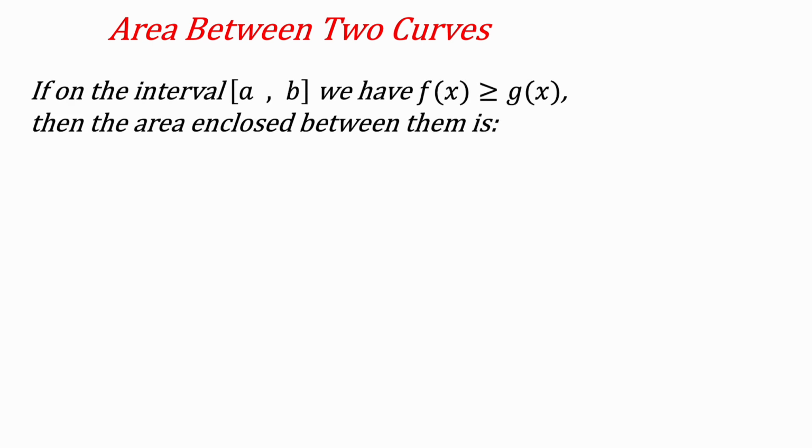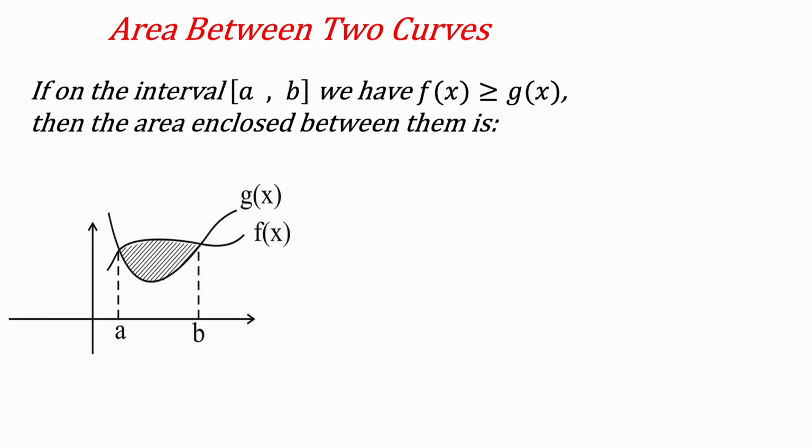Exactly. Now let's see what we do for enclosed area. What is the first type of enclosed area? It says that if on the interval from a to b, the function f of x is greater than the function g of x, then the area enclosed between these two functions is equal to the integral from a to b of f of x minus g of x dx. We have two curves. So what is the area enclosed between these two curves? It is the integral from a to b of f of x minus g of x dx.